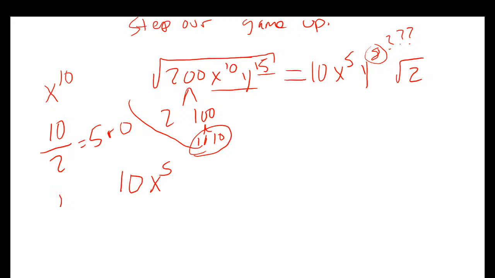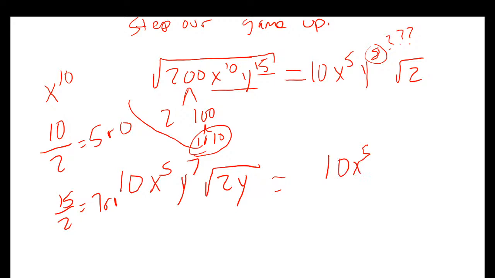You take 15, divide that by 2. You get 7 with remainder of 1. So it's going to be 10x to the 5th, y to the 7th, and the remainder is going to be square root of 2y. All right. So that's your final answer. 10x to the 5th, y to the 7th, square root of 2y. Well, it would be 2y.